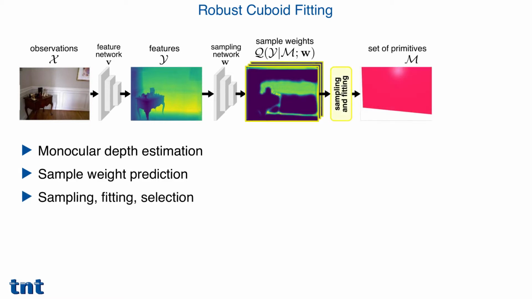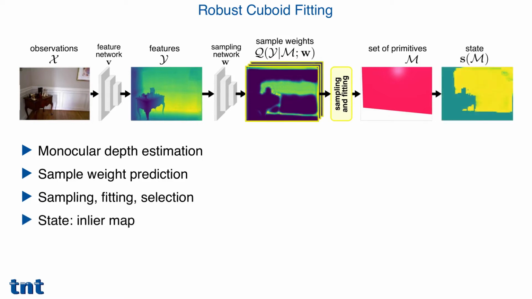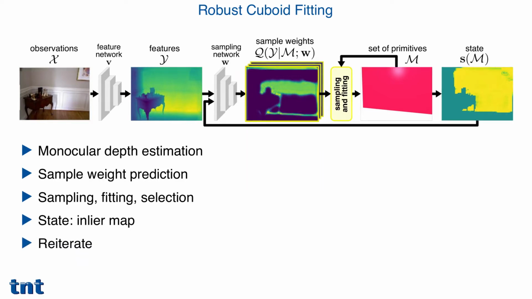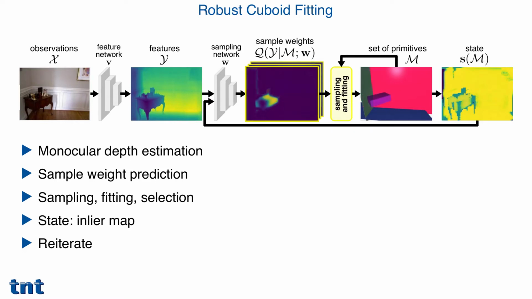We then sample minimal sets of features, fit cuboids to them, and select the cuboid with the most inliers. Lastly, we take the inlier map as a state tensor, feed it back into the sampling weight CNN, and reiterate. Step by step, we recover cuboids for all structures in the scene.